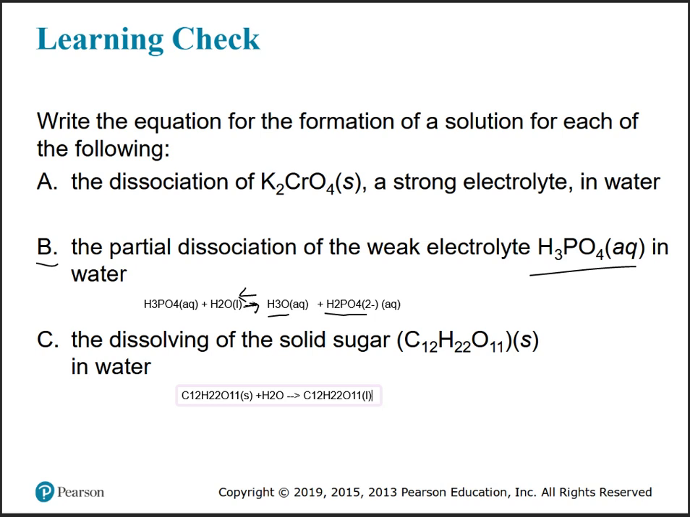So solid sugar, your key, solid sugar, that's a non-electrolyte. Just going to write non there. This big old molecule, that's absolutely not going to dissolve in water. Well, it will dissolve in water, but it won't make any ions or anything like that. It's not an electrolyte. Okay? So remember the different kinds of equations you can write for strong, weak, and non-electrolytes. We good to move on?